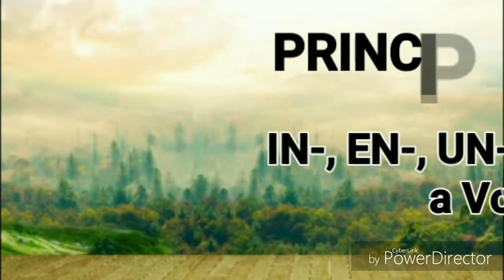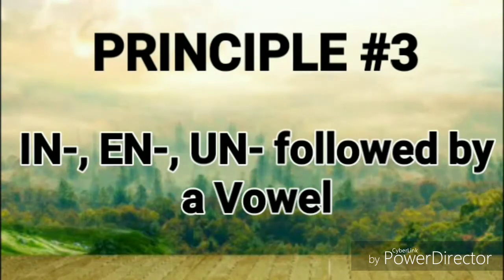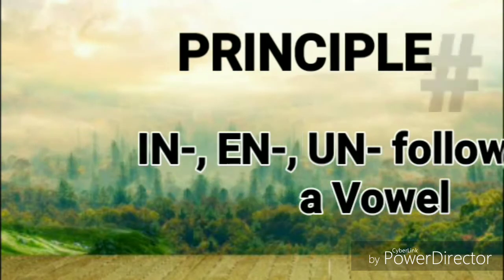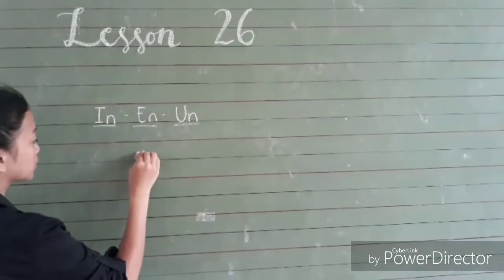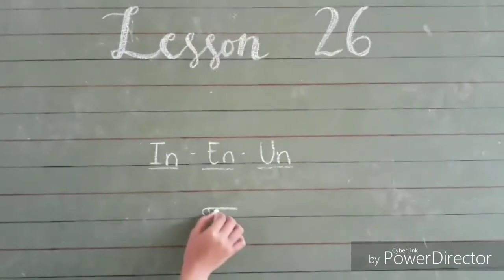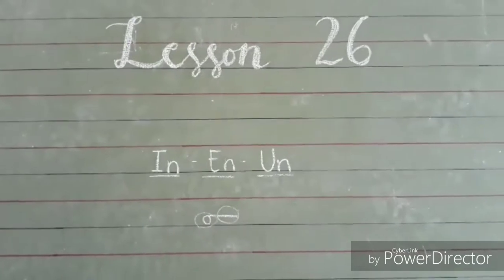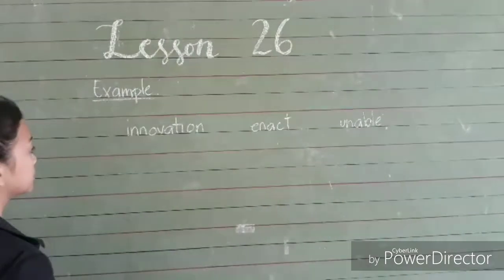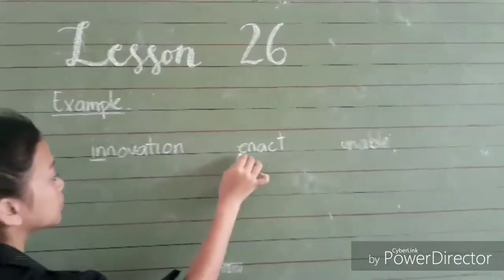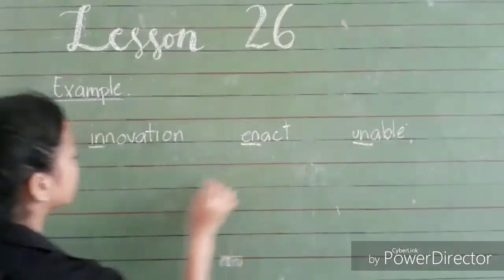Principle number 3. When in, en, and un are followed by a vowel, they are written in full. In, en, and un are written in full when they are followed by a vowel. It is represented by letter E and N. For example, the word innovation, enact, and unable.